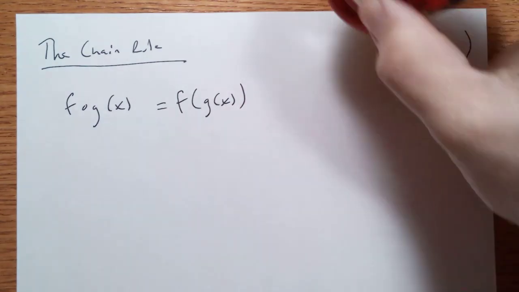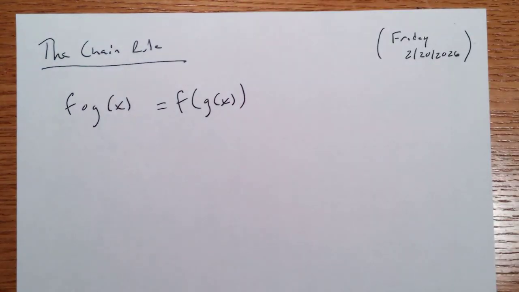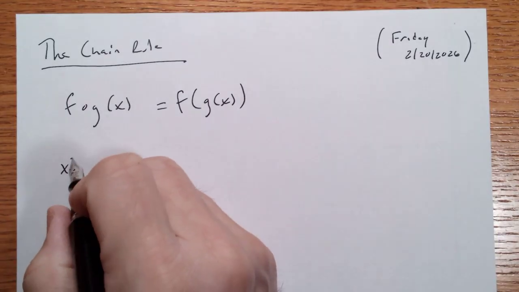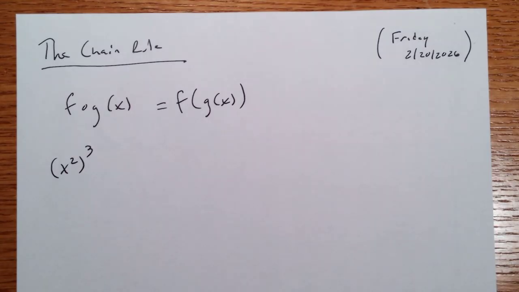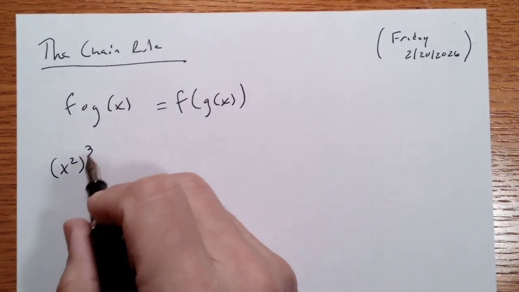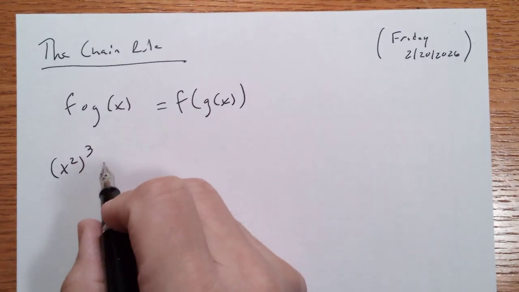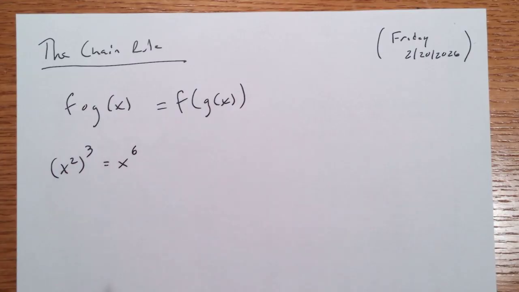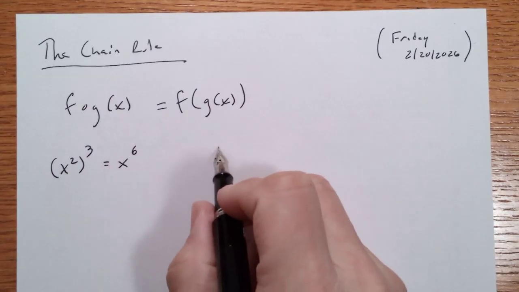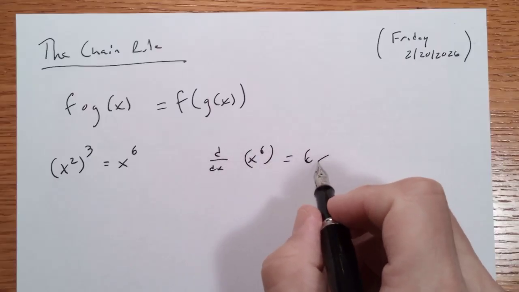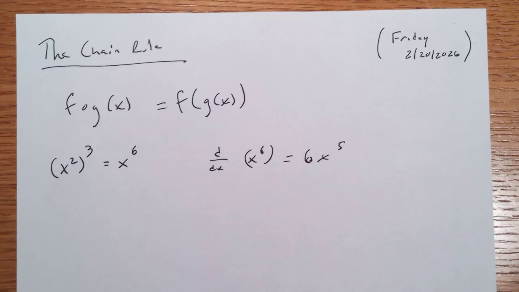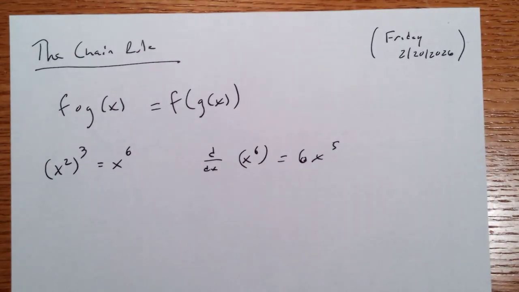So keep this in mind. We'll come back to her on a regular basis. Here's my example. I have x squared inside a cube. Now I know that by the rules of algebra, when I have a power inside a power, I multiply those powers together. And the derivative of x to the sixth is 6x to the fifth. That's just power rule. Nice and easy.